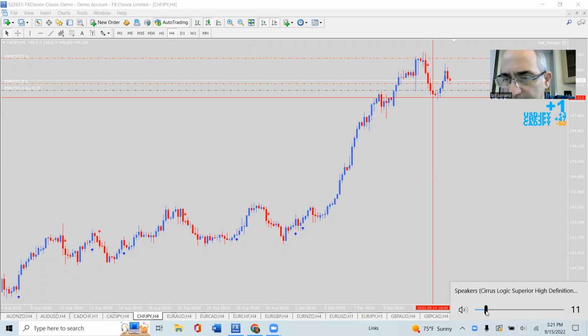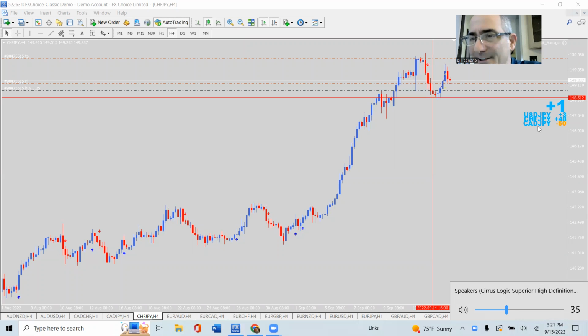I did want to come on today. It's about 3:21 p.m. on Thursday, 9/15. I wanted to show you what trades I have running right now. As you can see here, I have a trade running. I just took this trade in USD/JPY.